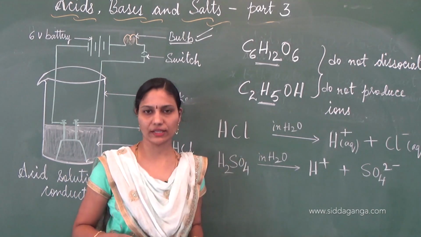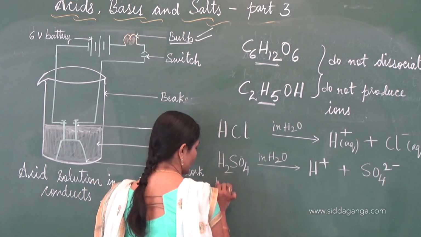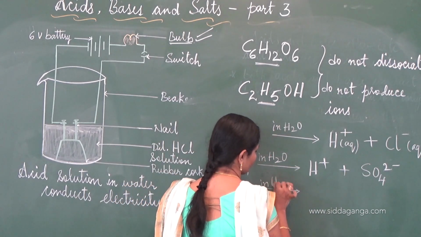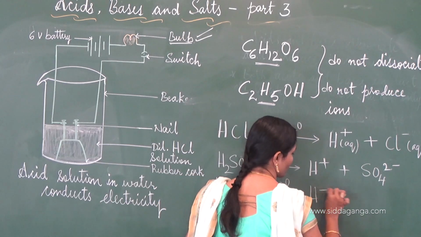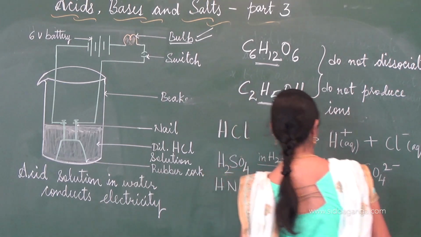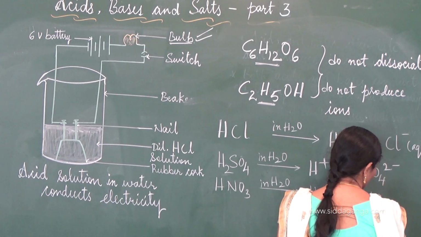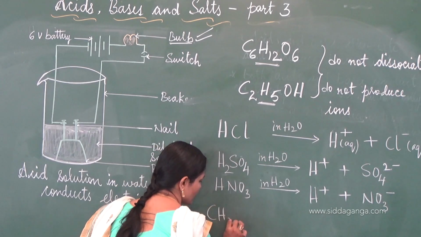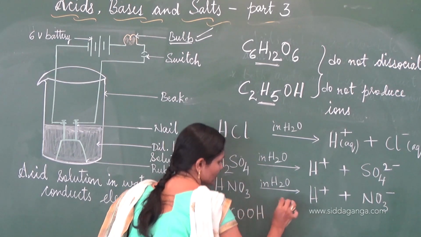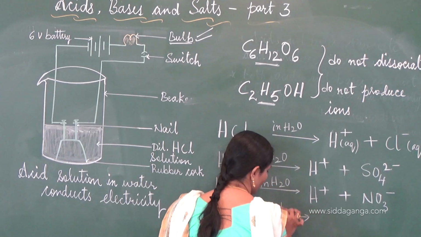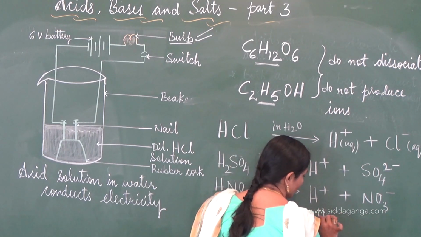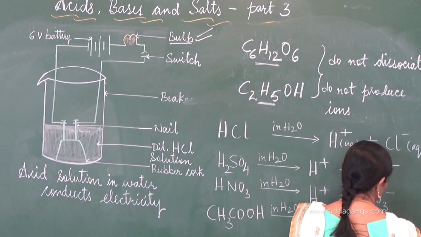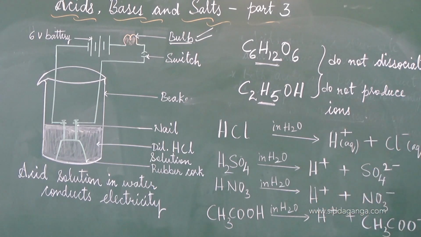Similarly, we can try the same with some other acids like nitric acid, HNO3, in water. HNO3 dissociates to produce cation and anion, H plus and NO3 minus. Similarly, CH3COOH is another acid, acetic acid. In water, it generates ions, H plus ion and CH3COO minus anion.